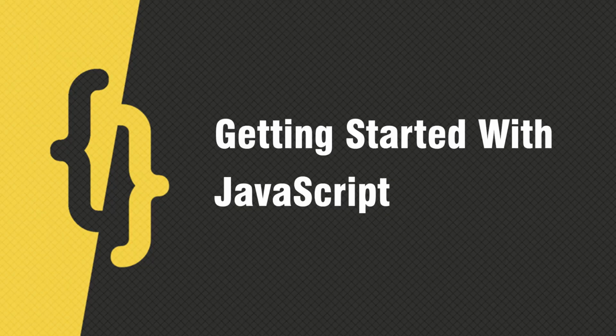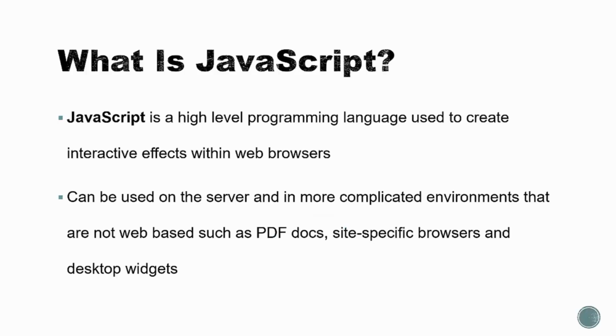All right, so now we're going to get into an actual legit programming language. HTML is a markup language and CSS is a style sheet language, both used to physically display content. JavaScript, on the other hand, is a high-level programming language that's used mostly to create interactive effects in the browser. Now, we are able to run JavaScript on the server with Node.js, and also in other non-web-based environments like PDF documents, site-specific browsers, and desktop widgets, but we're not going to get into that in this section. Okay, so we're basically going to be looking at client-side JavaScript in the browser.